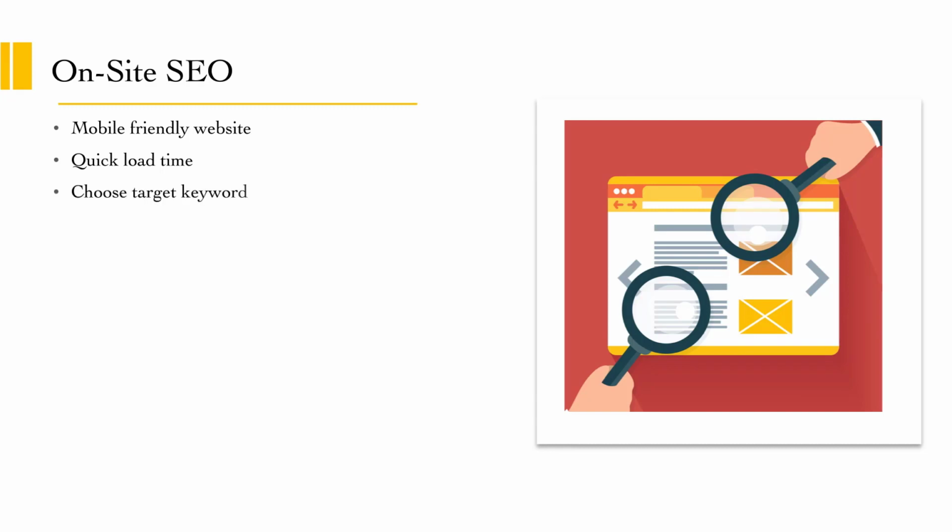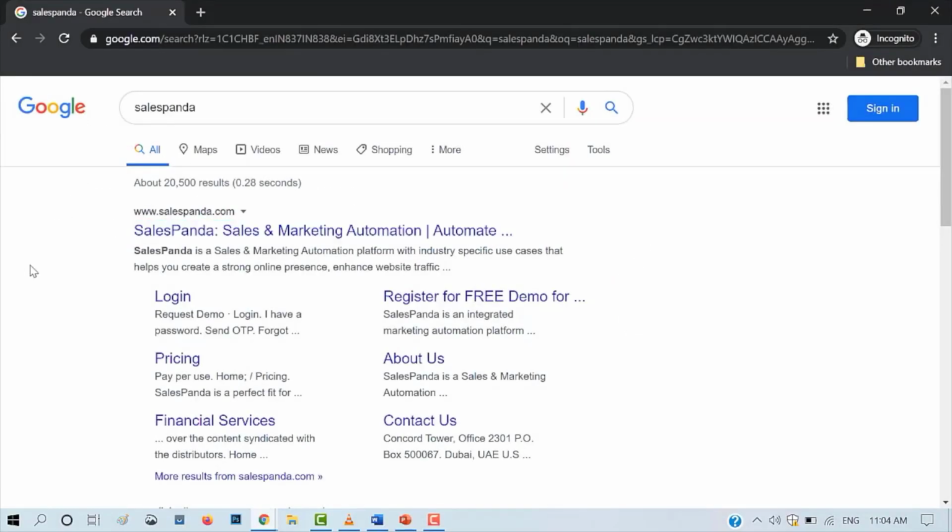Choose the target keywords for each of your pages and write website content to highlight the target keyword. Add search engine friendly title tags. Title tags are these headlines that appear in blue when we search on Google. Try and include your keyword in the title tag and structure it in a way that will persuade the users to click the link.